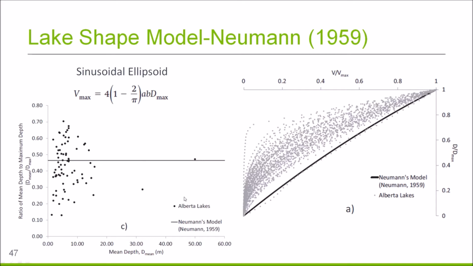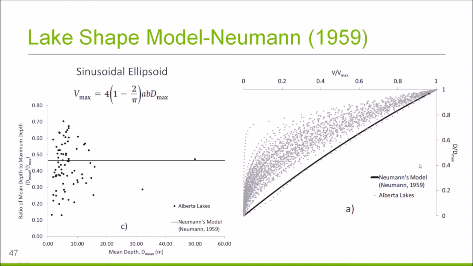Now we tried to apply Newman's model and develop this kind of plot, and we found that it has a fixed mean depth to maximum depth ratio, right? Then we looked at all the available lake bathymetry data in Alberta, and tried to estimate numbers for each and every lake. As you can see, our lakes have a mean depth to maximum depth ratio all the way from 0.01 to 0.76. So that means Newman's model doesn't necessarily work for all Alberta lakes.